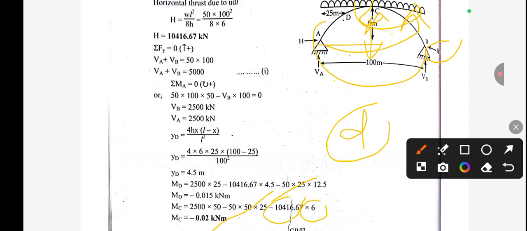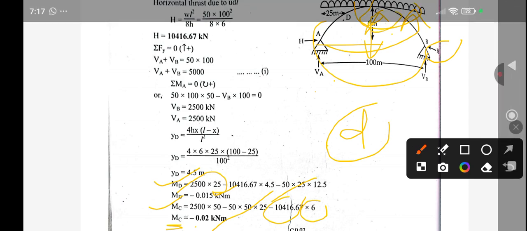Now we have calculated the maximum moment at point D and at point C. We get the moment at D as minus 0.015 and at C minus 0.02. So which one will be the greater value? At C. At point C the moment will be maximum, because this is the middle portion.